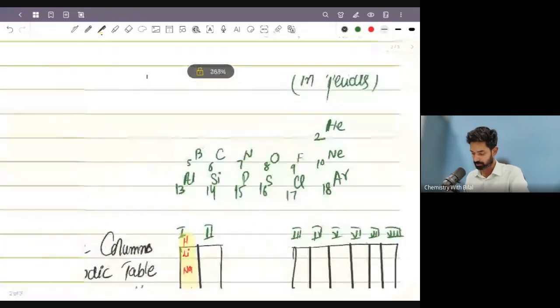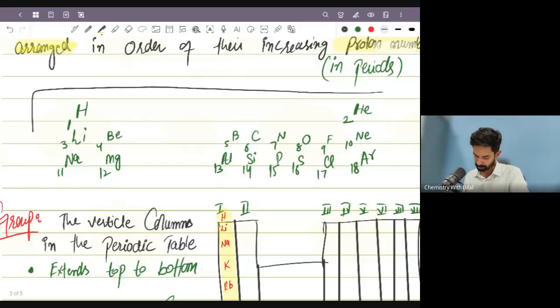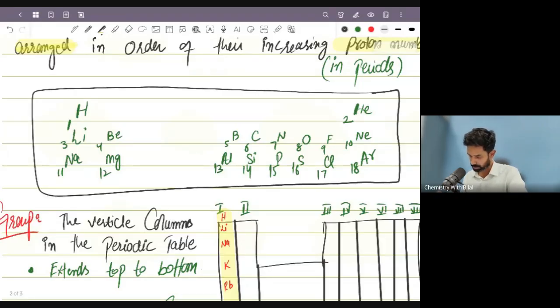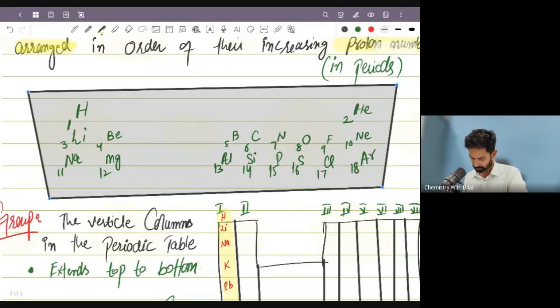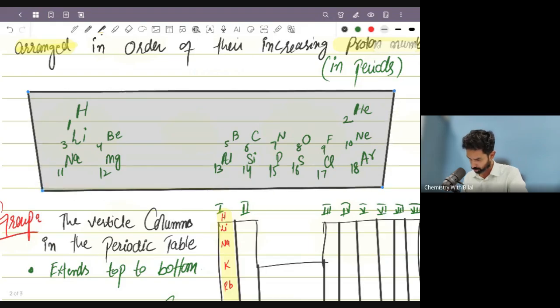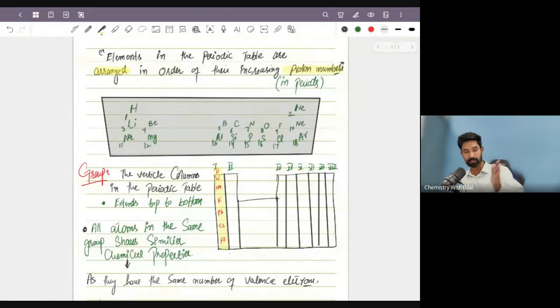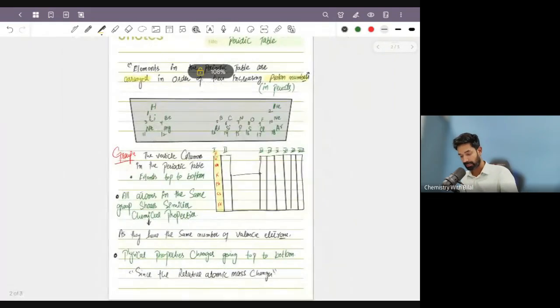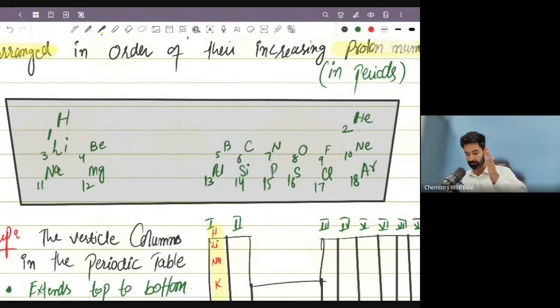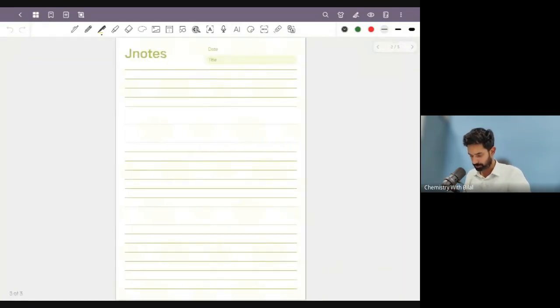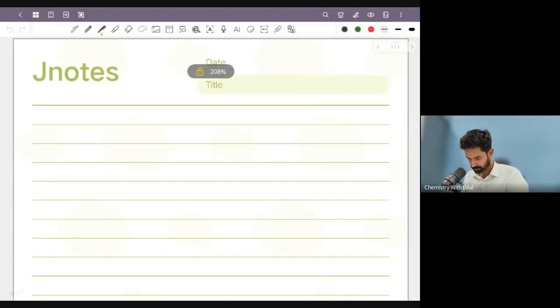How are the atoms arranged in the periodic table? Atoms are arranged in the periodic table based on their atomic number. I mean, elements in the periodic table are arranged in order of their increasing proton number, from left to right. And this is the evidence: hydrogen, helium, lithium, beryllium, boron, carbon, nitrogen, oxygen, fluorine, and so on. Let's talk about periods in the periodic table, everyone. Periods are the horizontal rows in the periodic table.